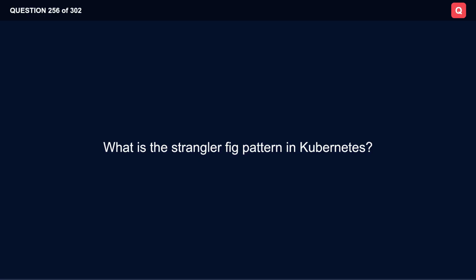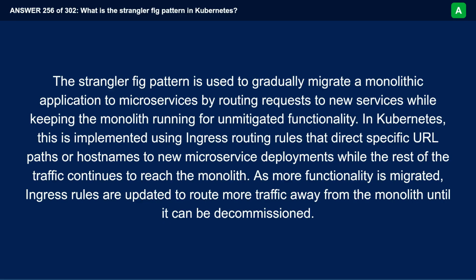What is the strangler fig pattern in Kubernetes? The strangler fig pattern is used to gradually migrate a monolithic application to microservices by routing requests to new services while keeping the monolith running for unmigrated functionality. In Kubernetes, this is implemented using ingress routing rules that direct specific URL paths or host names to new microservice deployments, while the rest of the traffic continues to reach the monolith. As more functionality is migrated, ingress rules are updated to route more traffic away from the monolith until it can be decommissioned.